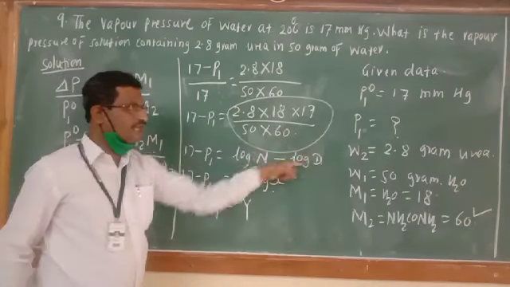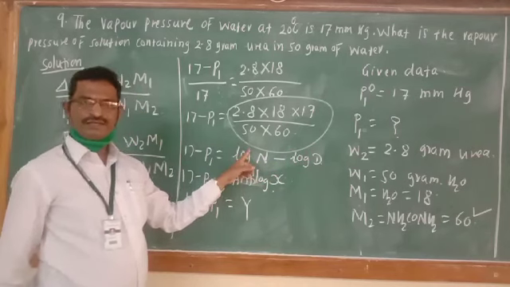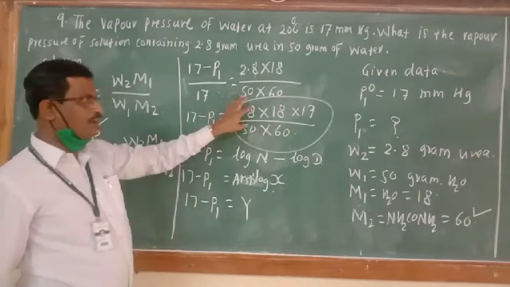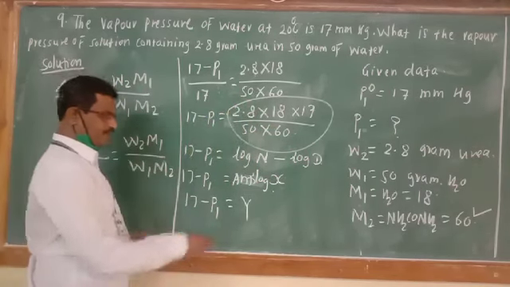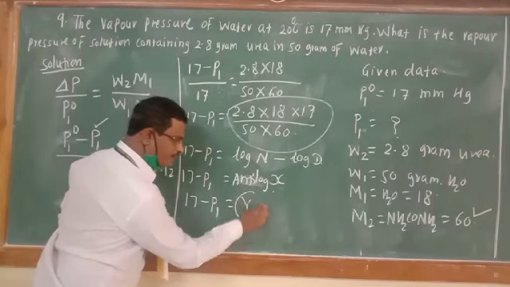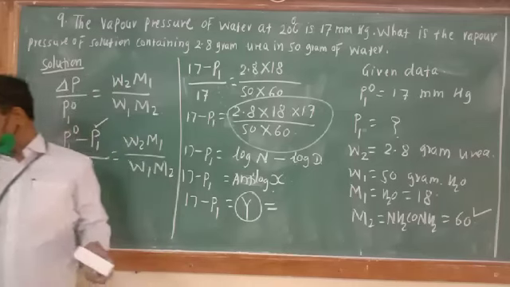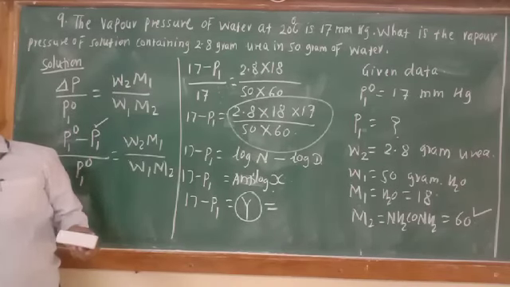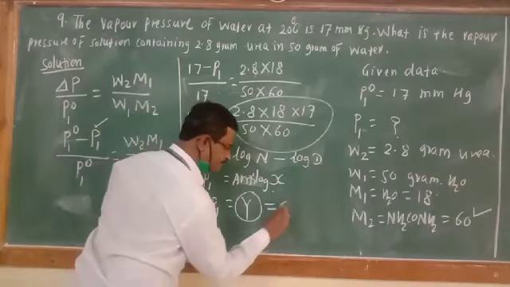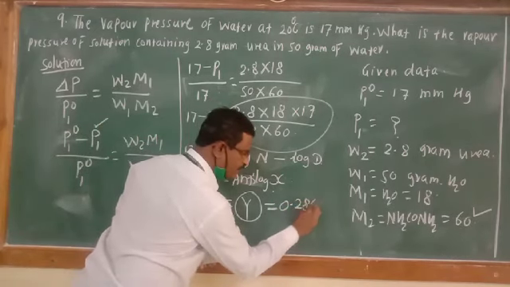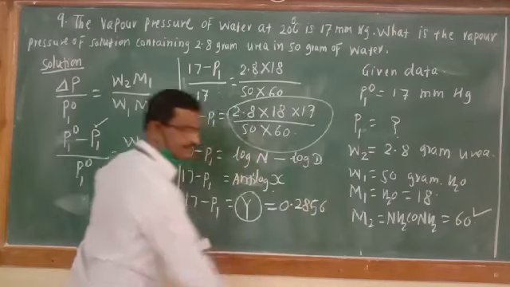If you solve this correctly, if you see the log antilog correctly, this answer of y you must get equal to 0.2856. This must be 0.2856 y.